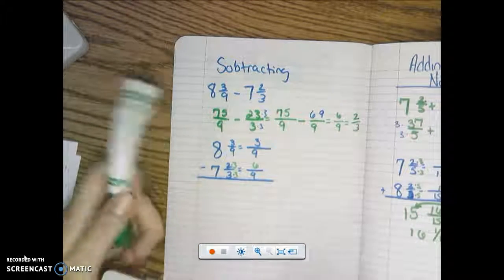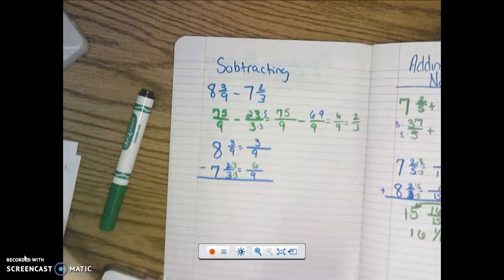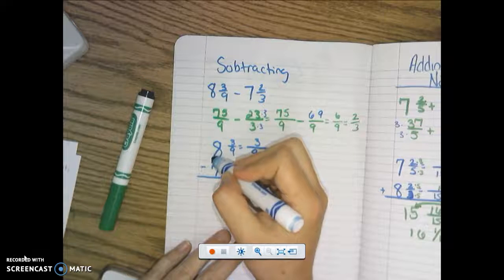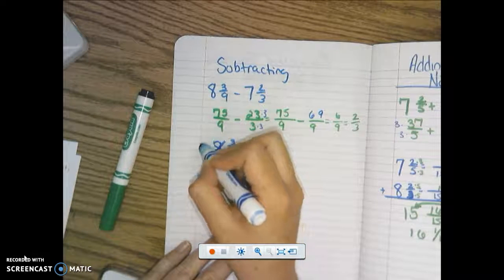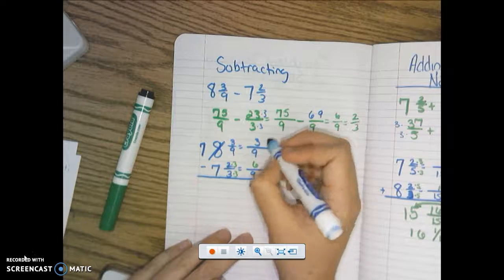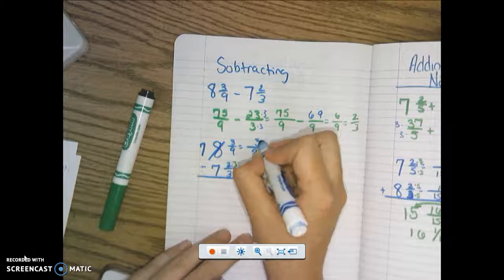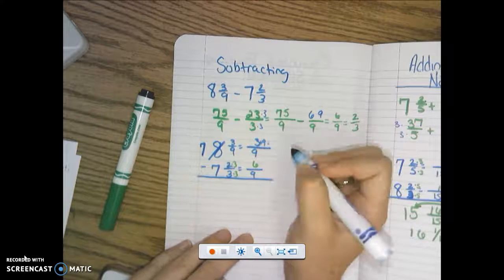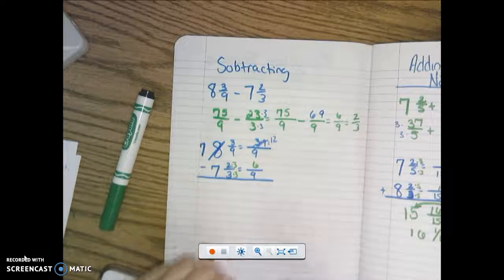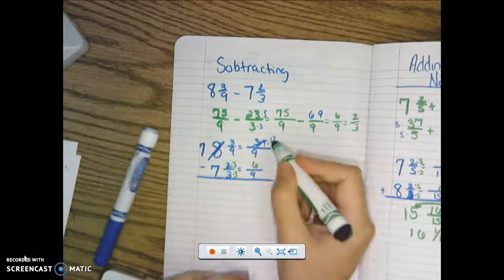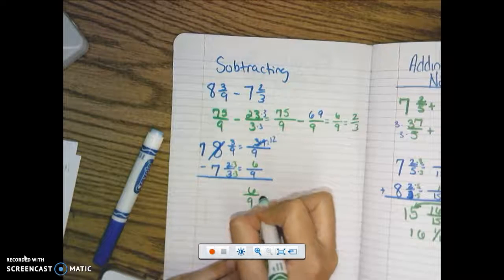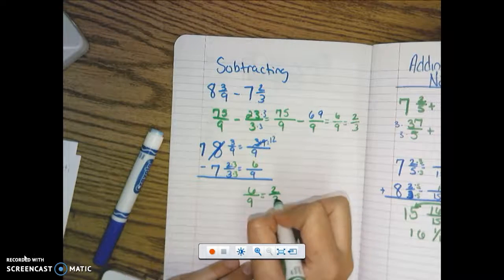3 minus 6 is not going to work, so I need to borrow. So I'm going to borrow a whole 1. So this 8 becomes a 7. And remember, I'm splitting this into ninths, so I need to really add 9. So 3 plus 9 is, yay, it's 12. So really this is going to turn to 12. So now I can subtract. 12 minus 6 is going to be 6 ninths, and simplify to 2 thirds.